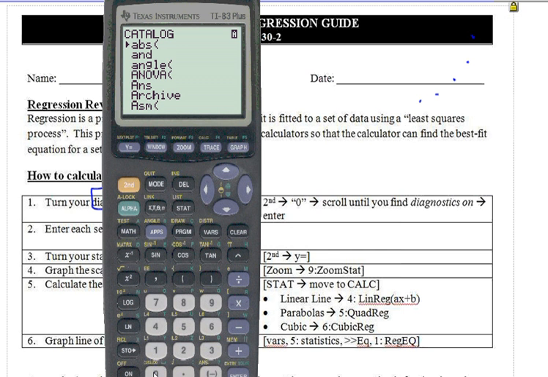Okay, so once you get to diagnostics on, you want to push enter. Push enter, and enter again. We want to turn the diagnostics on because when we do a regression, for example, I have one here, it's going to give you this R-squared value.